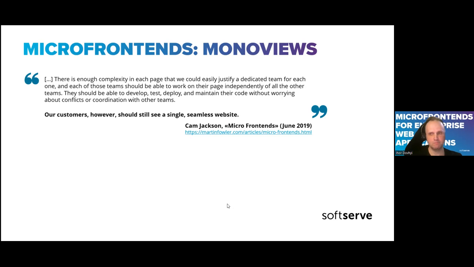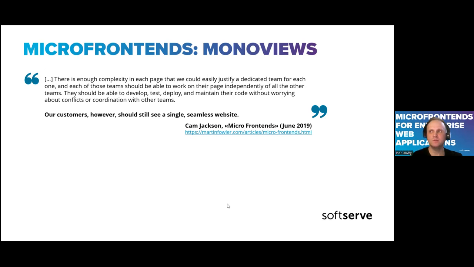So it turns out that there is another way of applying microfrontends as a pattern, so that only one of the independent frontends is visible at a time. And all of those reuse the same platform. This is an approach that can be called monoviews. You might also see the term vertical split.